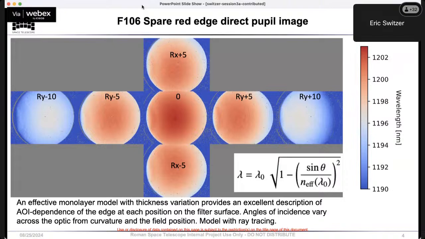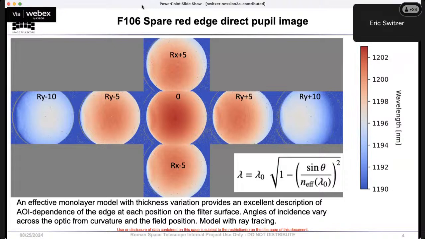There are two key pieces of physics that need to be incorporated in the wide field chromatic response model. The first of those that you see is that as the optic is rotated from 0 to 5 to 10 degrees, the edge blue shifts, and this is a well-known effect in interference filters. In this case, it's well described by an effective monolayer model shown in the bottom right.